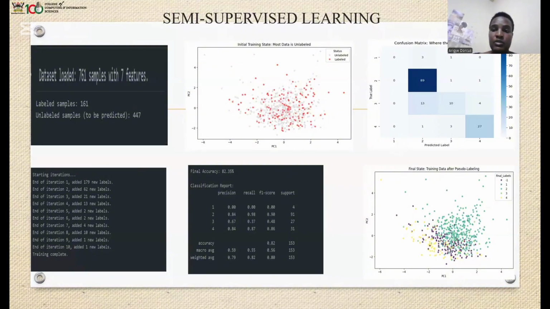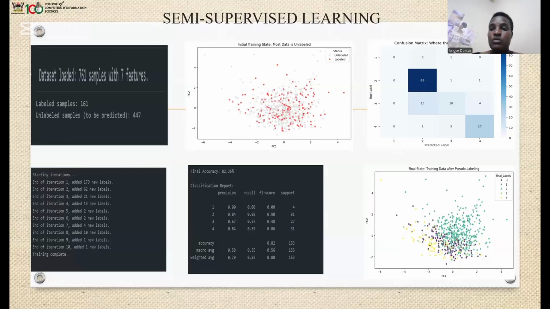Then measuring performance, the right side of the slide evaluates how well the model performed, especially well on class 2, 89 correct predictions, but we see some confusion in class 3, where it frequently misclassifies samples as class 2. The final accuracy: the model achieved 82.35% final accuracy, while the precision for classes 2 and 4 is high. Class 1 shows a precision of 0.0, suggesting the model struggled with very rare or difficult to distinguish samples.